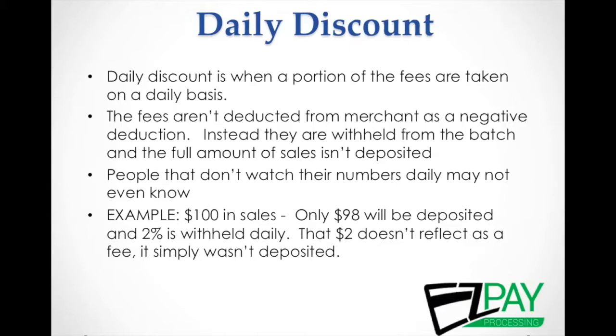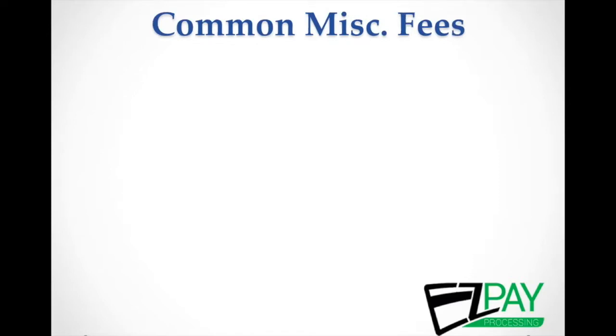So here's an example of daily discount. Let's say somebody runs $100 in sales that day. Well, when they batch the machine, instead of the entire $100 being deposited into their bank account, let's just say $98 will be deposited. So that means they're on a daily discount where 2% is going to be withheld daily. So the issue with daily discount is it doesn't actually show up to the business owner as a fee. It's not something that shows that they deducted the $2. It's just that the full sell amount wasn't actually deposited. So it comes out totally different. It's harder to catch. And again, we're going to go over it.